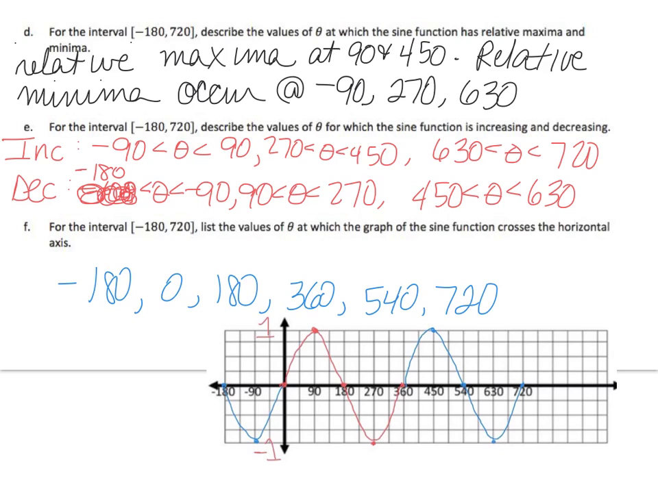So negative 180 to negative 90, it decreases. And then 90 to 270, it decreases. And then 450 to 630, it decreases. Part F, for the interval negative 180 to 720, list the values of theta at which the graph of the sine function crosses the horizontal axis. Okay, every place it crosses.